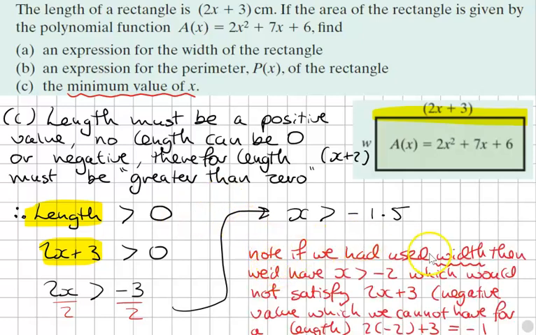Note, if we had used width, then we'd have x is greater than minus 2, which would not satisfy 2x plus 3. Negative value, which we cannot have for length. So 2 times minus 2 plus 3 would have given us minus 1, and that wouldn't make sense. So we're going to go with x is greater than minus 1.5 as our answer here. So if you sub in minus 1.5 or anything bigger than that, you will get a positive answer for the length or the width or the area.